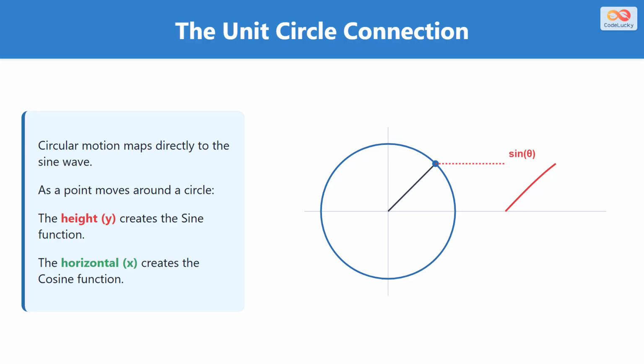To understand the graphs we are about to see, we need to look at the unit circle. As a point moves around a circle, its height changes in a very specific way. If we track that height over time, we create the sine function. Circular motion and wave motion are two sides of the same coin.